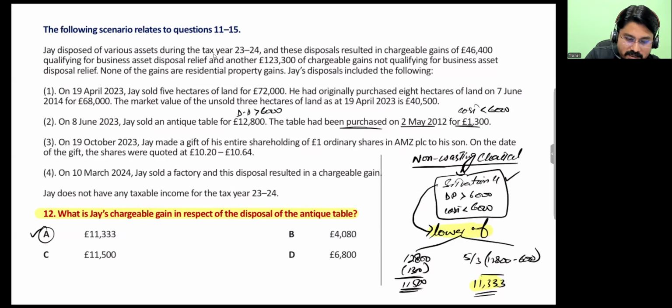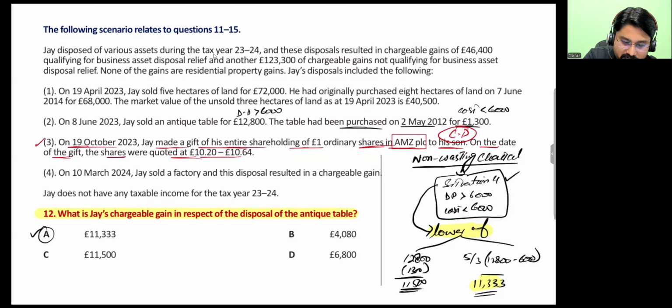And let's start reading the other part of the question. It's about number three. On 19th November 23, Jay made a gift of his entire shareholding of £1 ordinary shares in AMZ PLC to his son. Son is a connected person, and any asset transferred to a connected person, the disposal must be recorded at market value. On the day of the gift, the shares were quoted at 10.20 to 10.64. By the way, this is a quoted company.